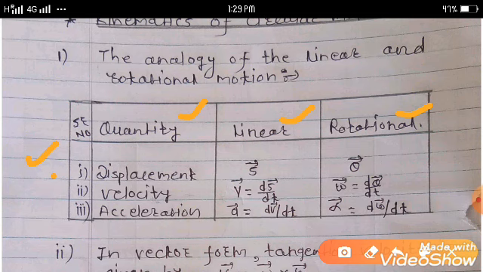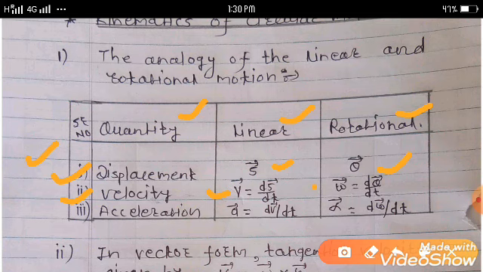First quantity is displacement. In linear motion, displacement is denoted by S bar, and in rotational motion, this displacement is considered as angular displacement. It is denoted by theta bar. Another quantity is velocity. In linear motion, velocity is linear velocity denoted by v bar, and the formula is v bar equal to ds bar upon dt. Means what?